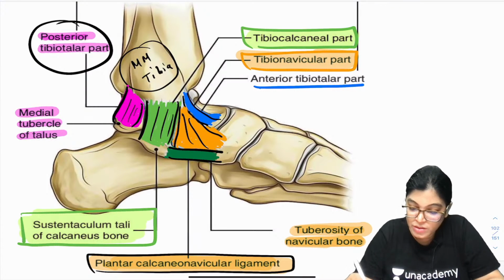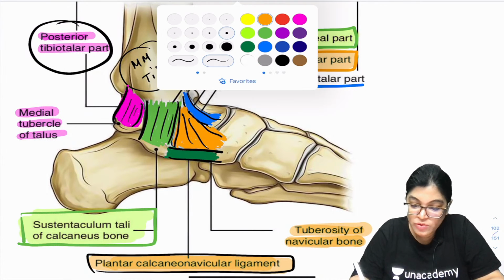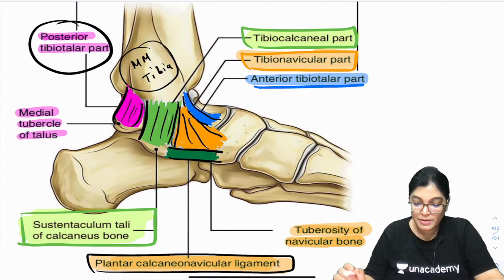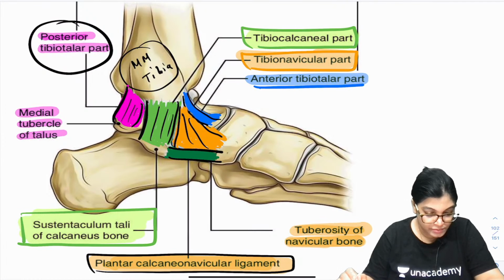Now what about the anterior aspect? In the anterior aspect you can see it merges with the anterior tibio-talar part. Okay, got it?